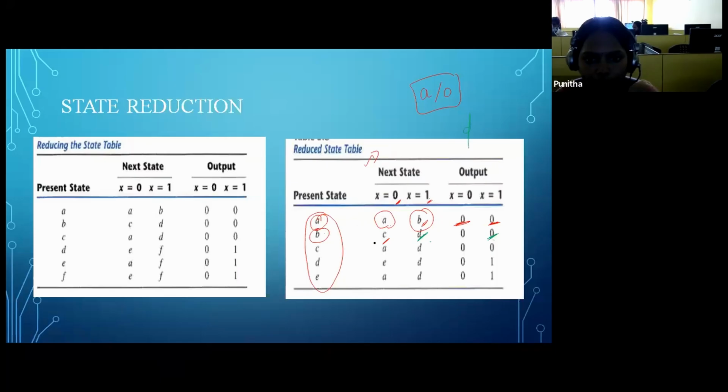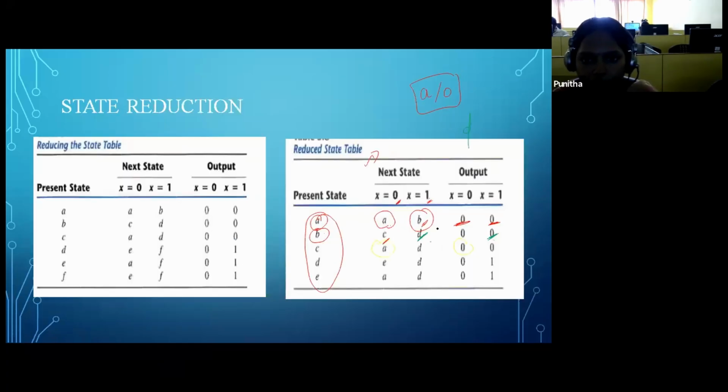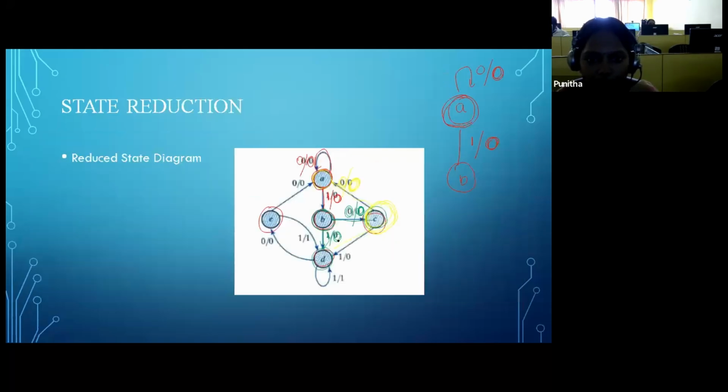For C, if I apply 0 as the input, the next state is A and the output is 0. A0. Same for C, if I apply 1, the next state is D and the output will be 0. D0. Okay, next.